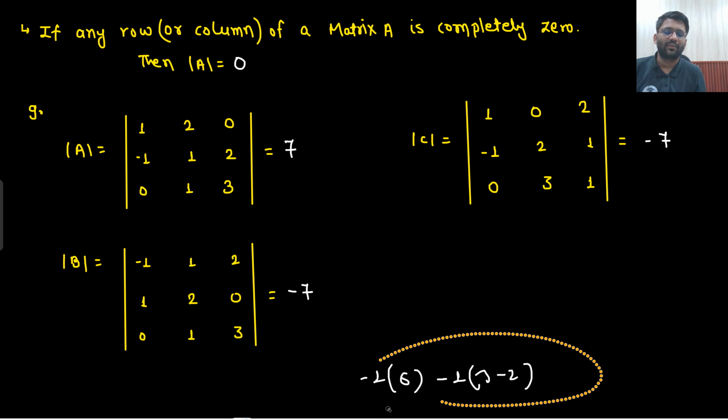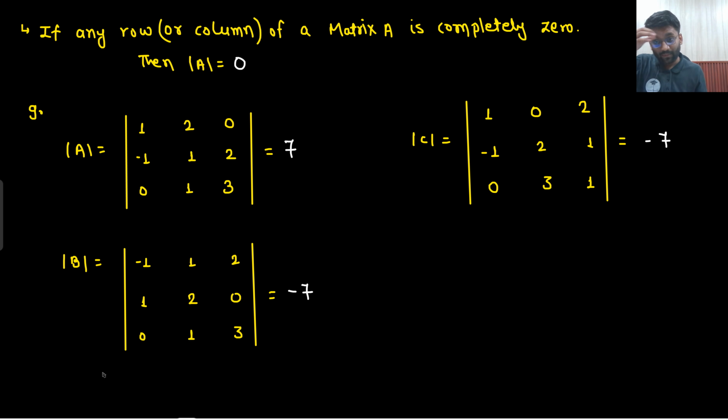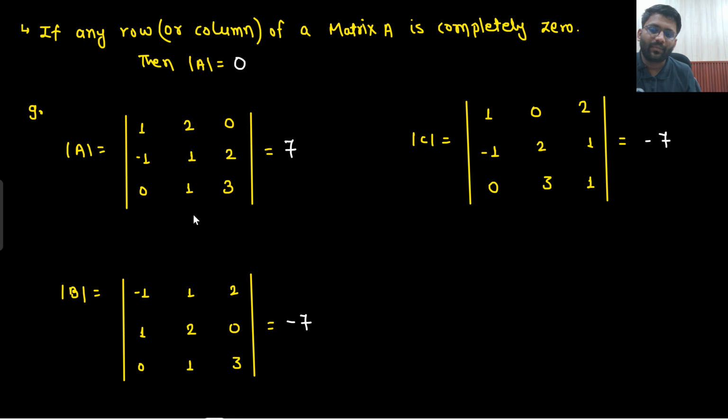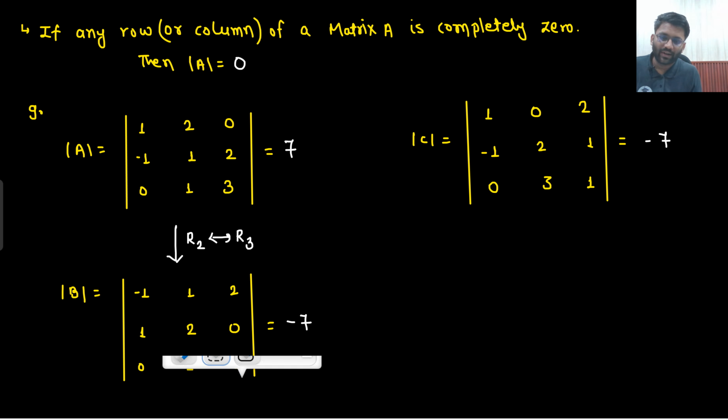Yes, answer minus 7 only. How am I able to write down the answer directly? If you see from matrix A to matrix B, how have we gone here? Minus 1, 1, 2, 1, 2, 0. If you look closely, row 2 and row 3 are interchanged. Sorry, not row 2 and row 3, row 1 and row 2.